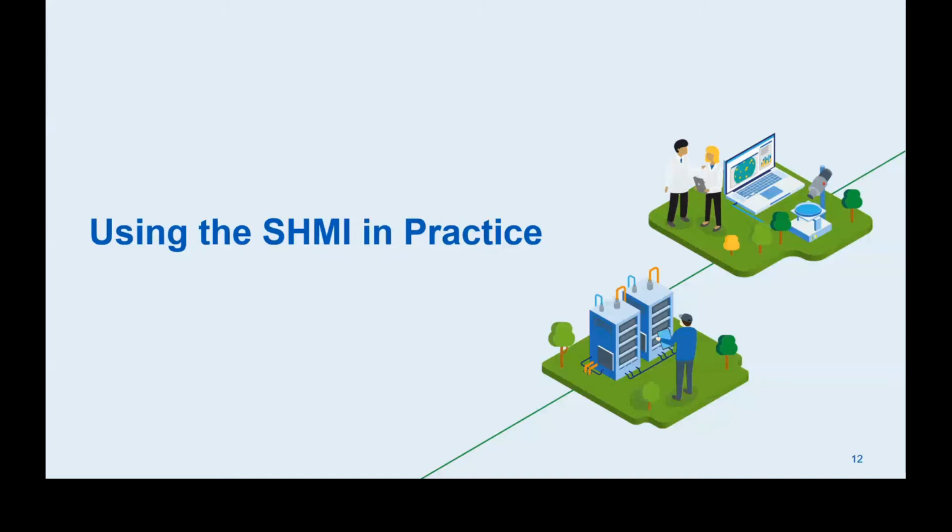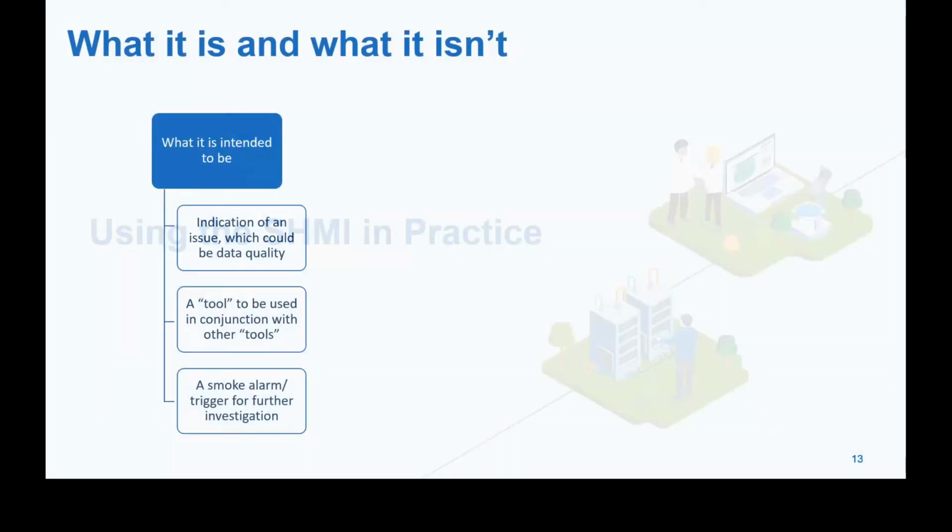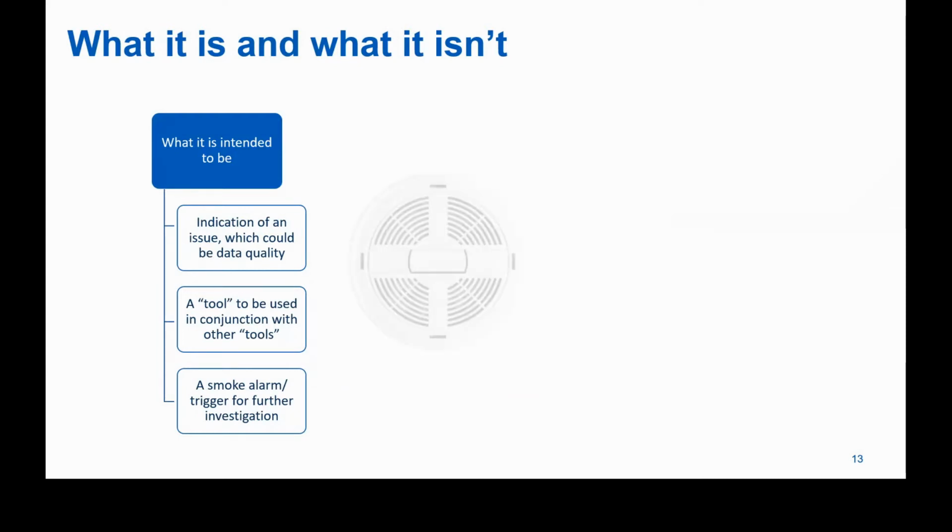So in terms of using the SHMI in practice, it's important to understand what the SHMI is and what it isn't. So it's supposed to be an indication of an issue. And that issue may be that there's a problem with mortality within a particular department within a hospital, but it could also be that data quality has gone wrong in a particular month when they've supplied the data to us, or they're not recording something correctly. It's a tool to be used in conjunction with other tools, and it feeds into reports that the CQC would undertake, for instance, when they're assessing a site or a trust. And as I said, it's a smoke alarm for further investigation.